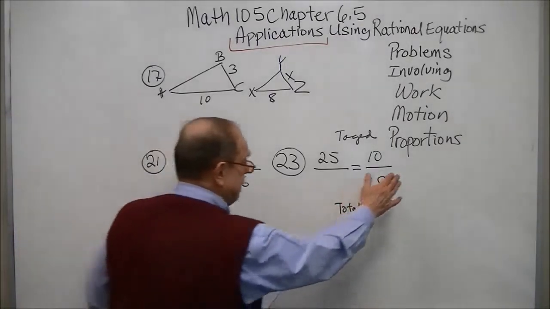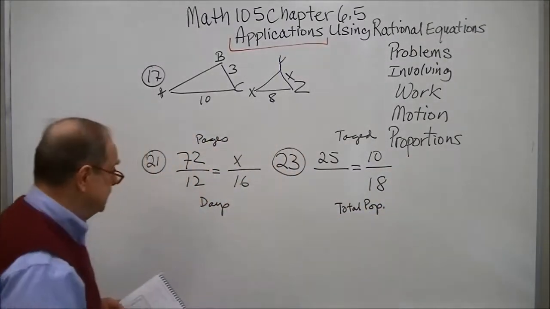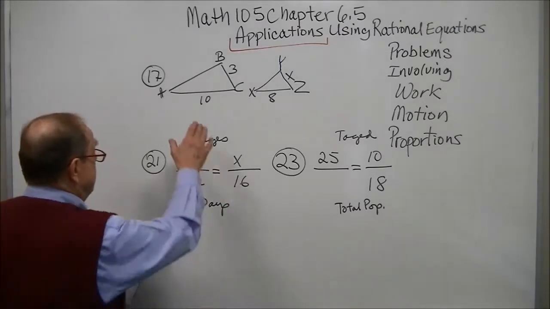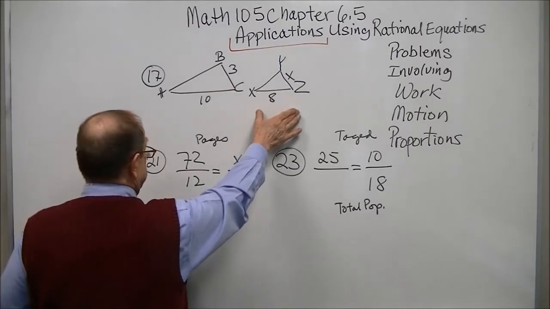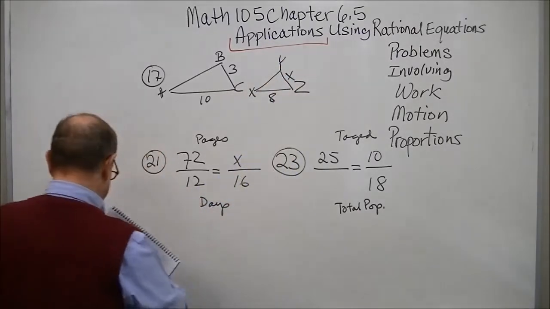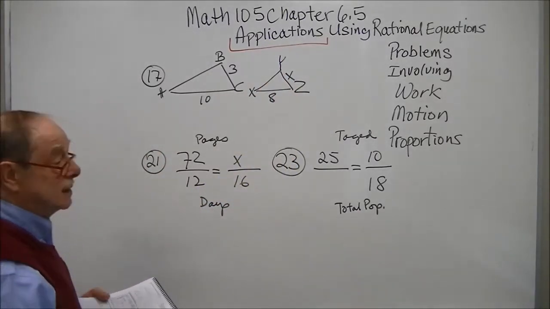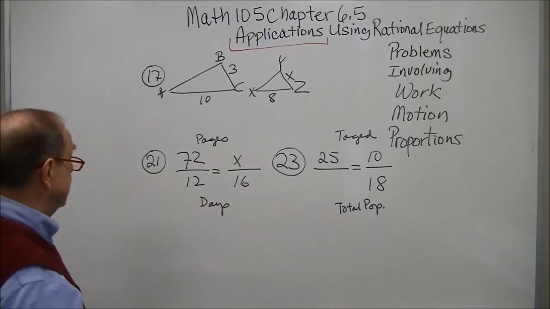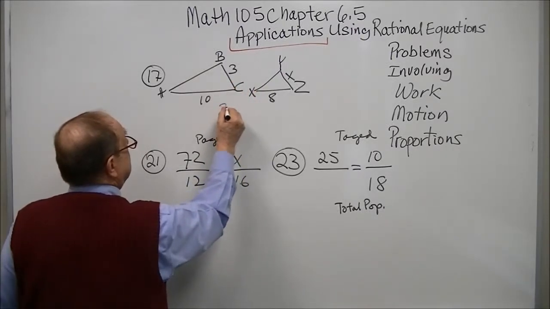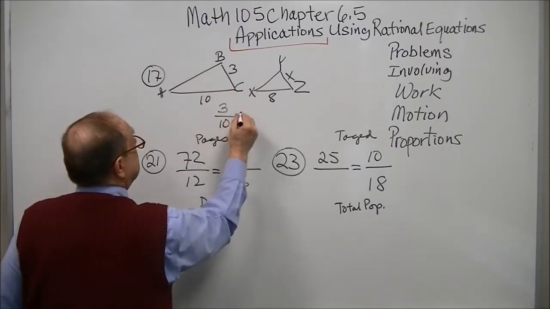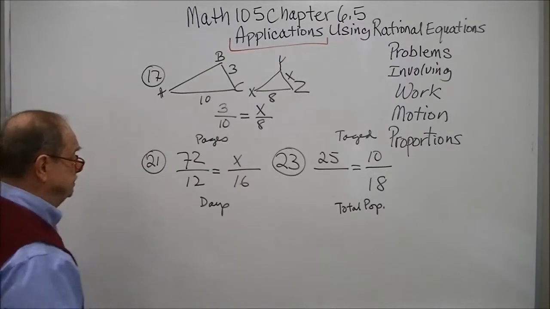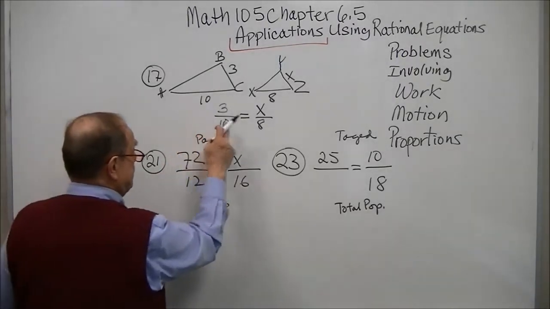All right, we're now moving on to what are called proportion problems. And one of the very common kind of proportion problems you have is where you have similar figures. Triangle ABC is similar to XYZ. So in similar triangles, the sides are proportional. So if you set up a proportion, then you're going to say 3 is to 10 as x is to 8.